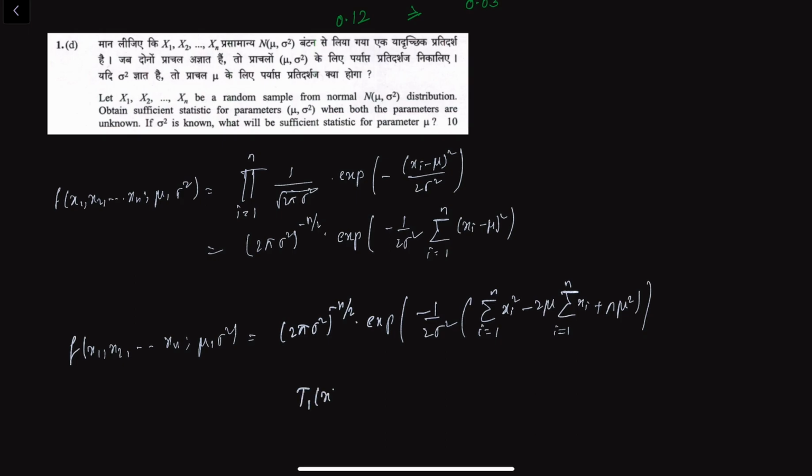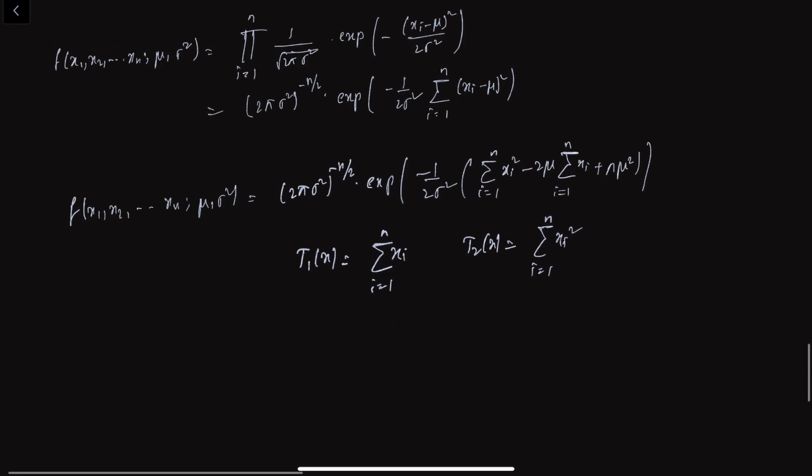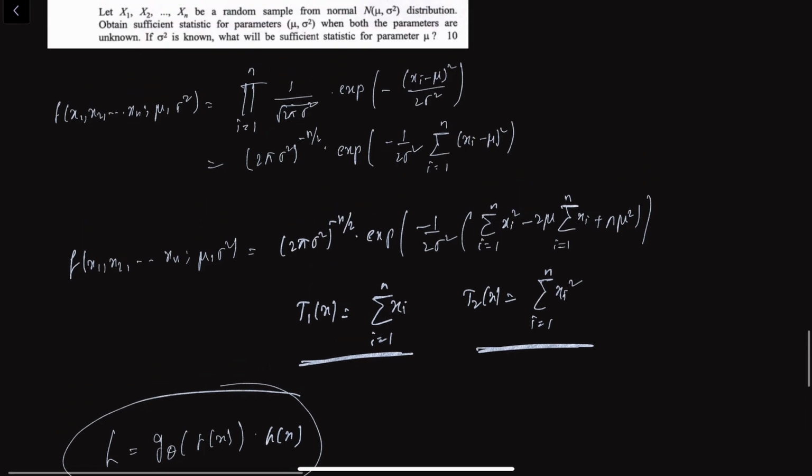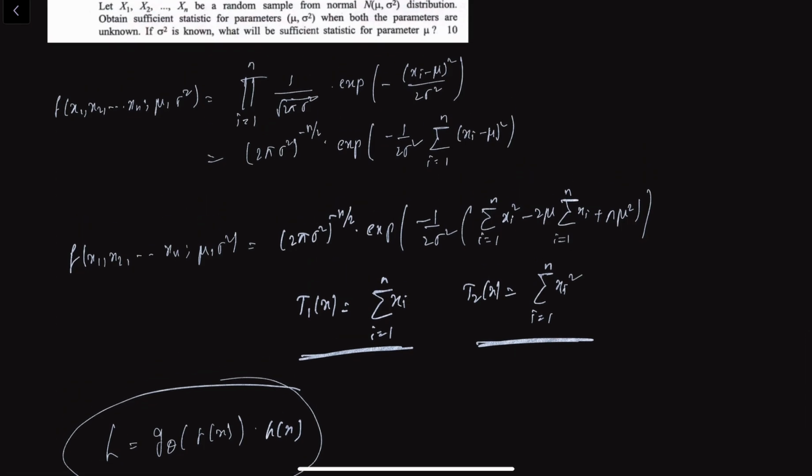So if we consider T1 of x as summation i equals 1 to n xi and T2 of x as summation i equals 1 to n xi square, it is dependent only on these two. So by the factorization theorem, which says that if the likelihood L can be expressed in the form g theta of T of x into h of x, then T of x would be sufficient for theta. That means T1 of x and T2 of x here will be sufficient for mu and sigma square.